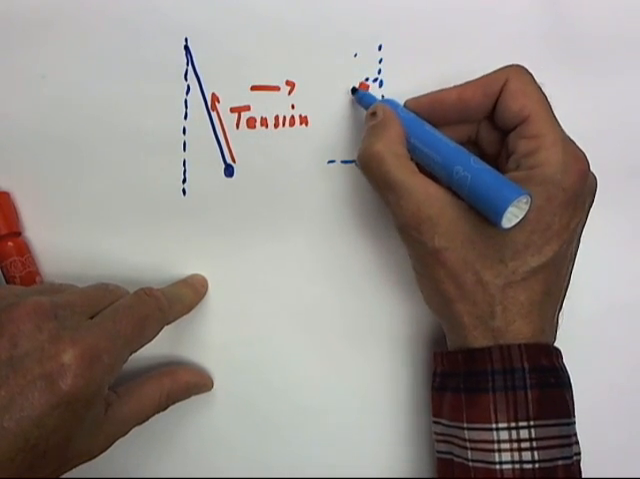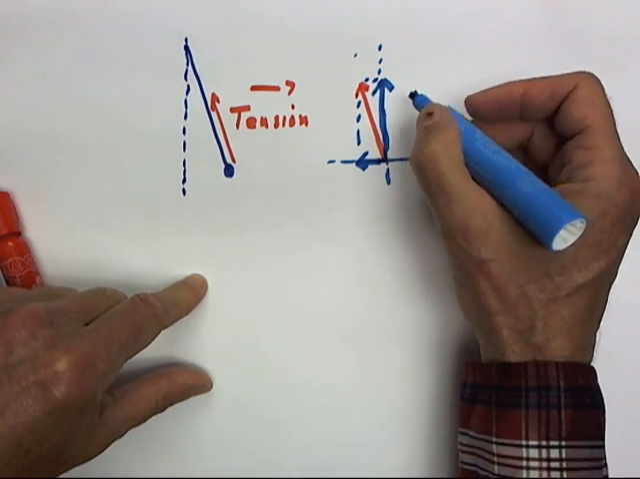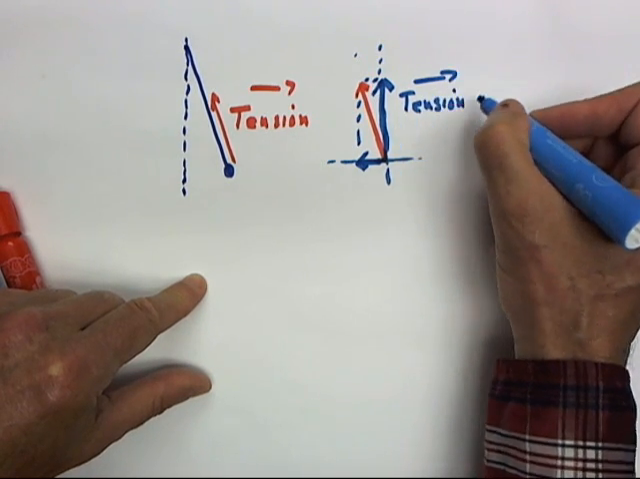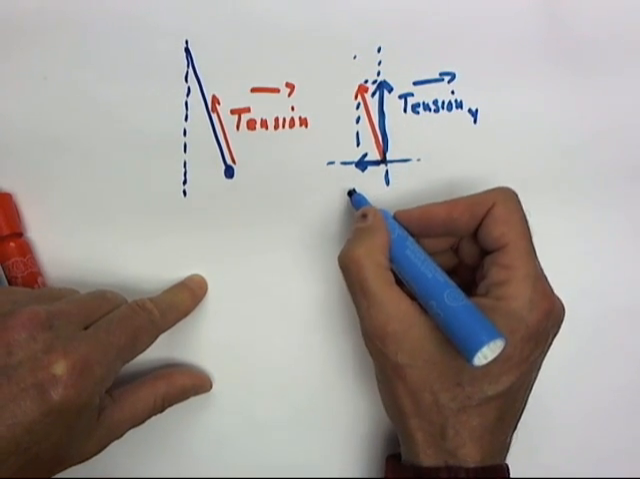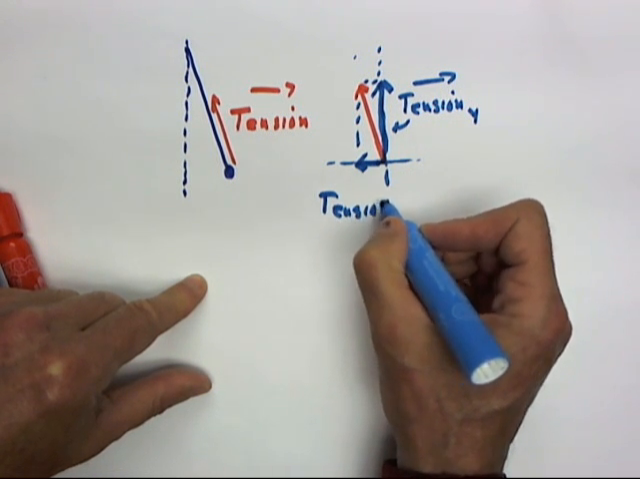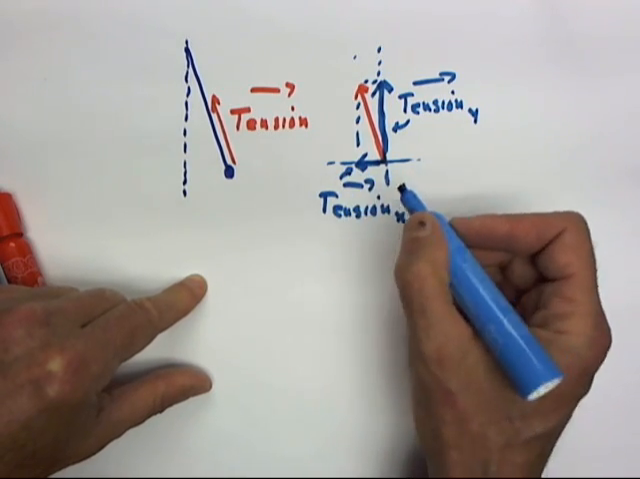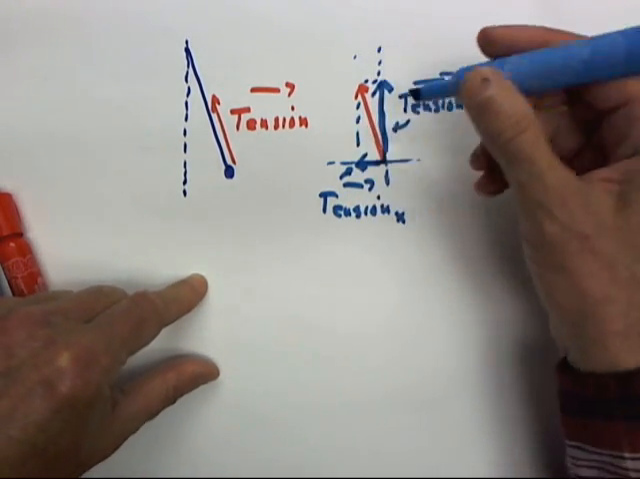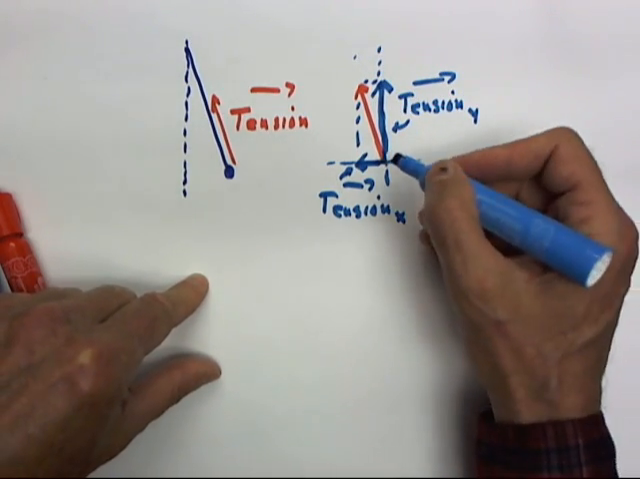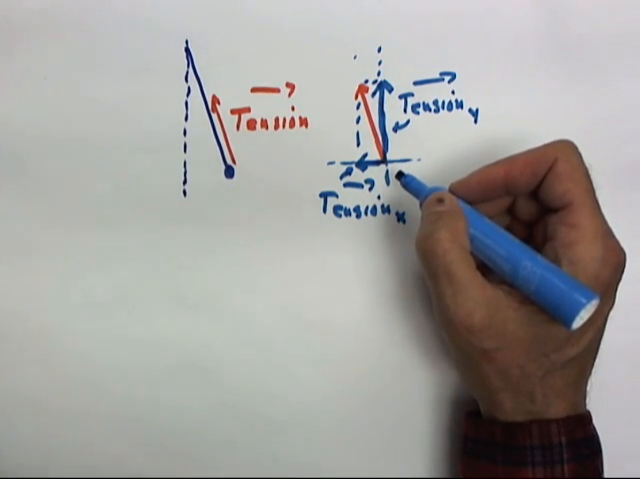and a component in the vertical direction. So this would be tension in the y direction, and this would be tension in the x direction. Now, the tension in the y direction simply counters the downward force of gravity, and it's the downward force of gravity that causes the tension to be there in the first place.